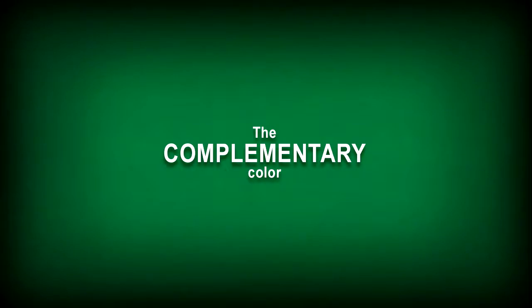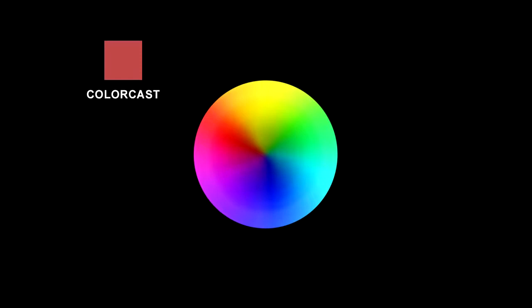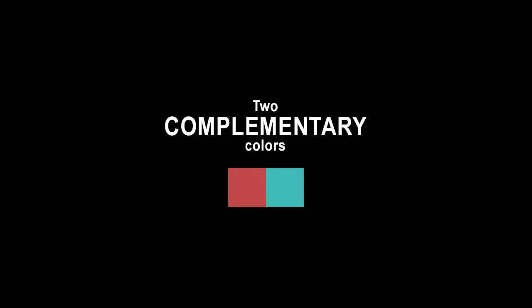On this whole slide, I have previously found the color cast to be rather brownish orange. The solution in this case is to find its complementary color. On this color wheel, we have the color cast, which is near this arrow. And diametrically opposed to it, the complementary color. So these two colors are complementary to each other.